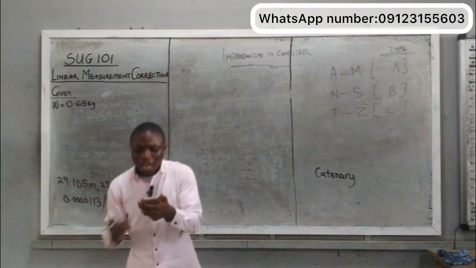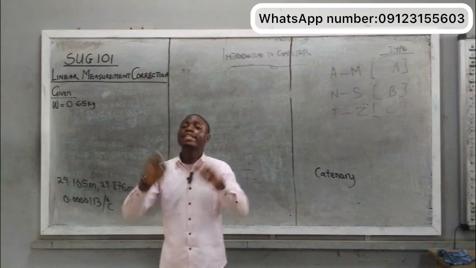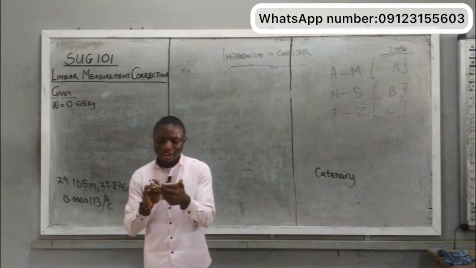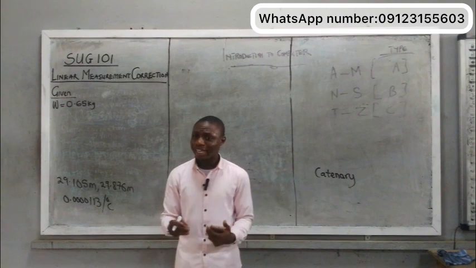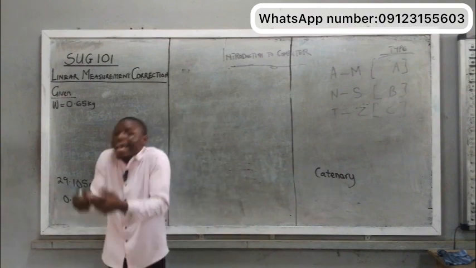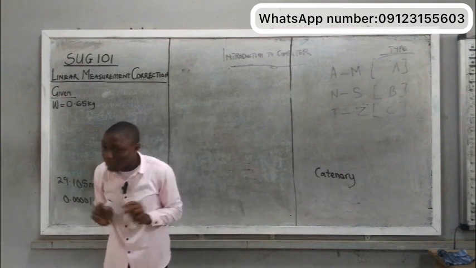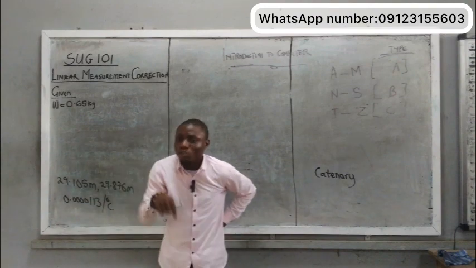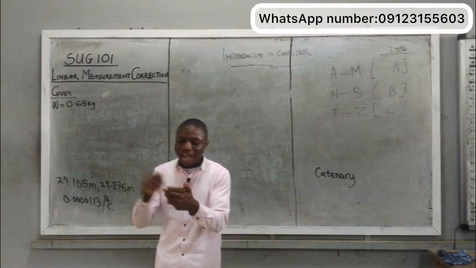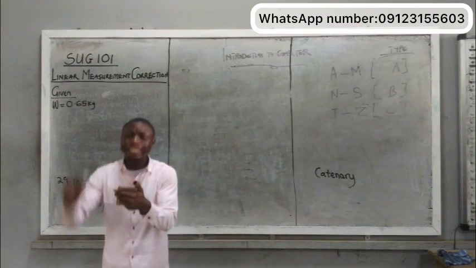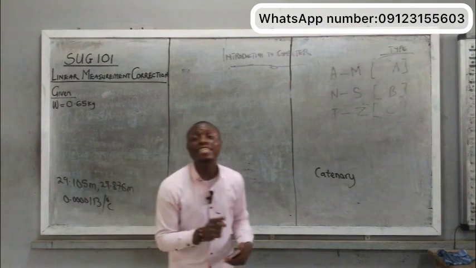Was found to have a length of 30 meter. I don't need that. It simply means the entire length of that tape is 30 meter. What I need from that tape is the weight, that's all. Let's proceed. At a temperature of 20 degrees Celsius.